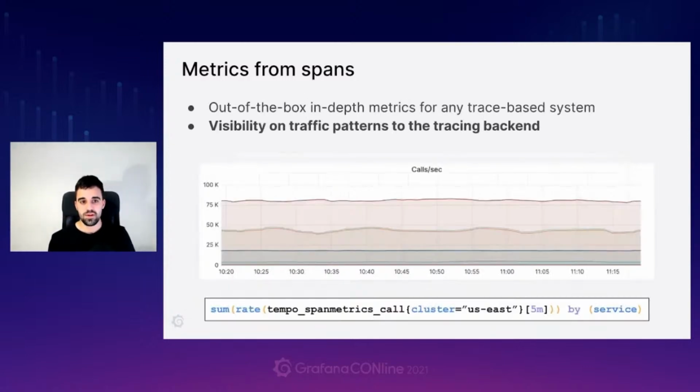And also, span metrics can be very useful, providing visibility on traffic patterns to the tracing backend. So if your Tempo instance is receiving more traffic than usual, you can quickly check where the increase of traffic is coming from.